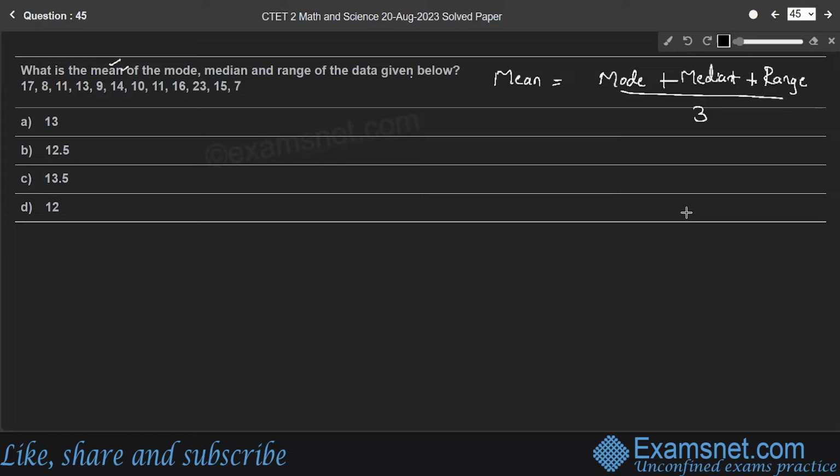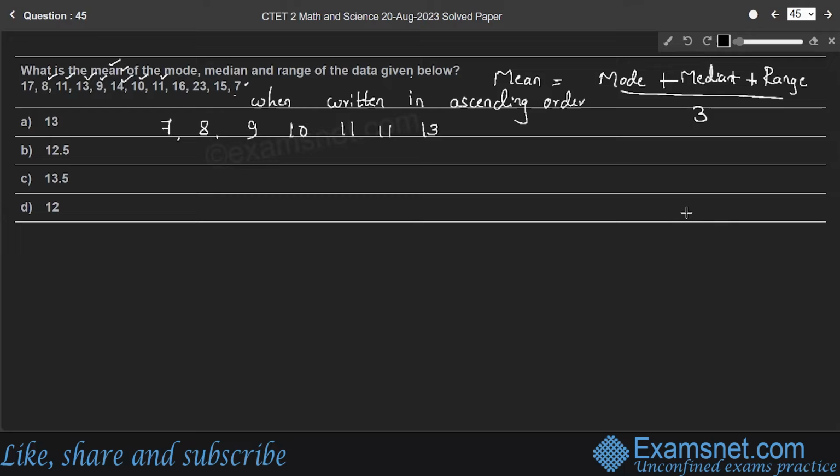For that, we have to arrange the given data in ascending or descending order, right? So when written in ascending order, here the lowest value is 7, right? So we'll consider 7. Next comes 8. Next comes 9. Next comes 10. Next comes 11, 11 two times, right? So 11 and 11. Next comes 13 one time.